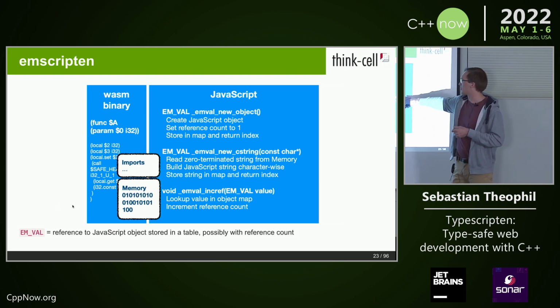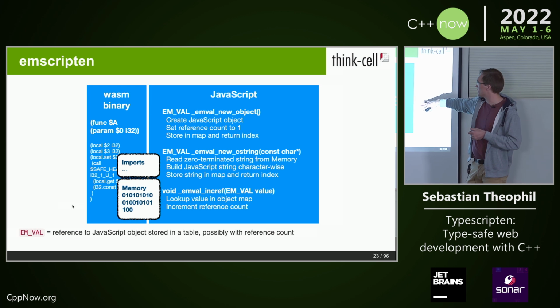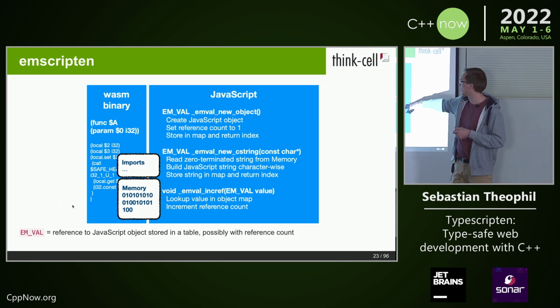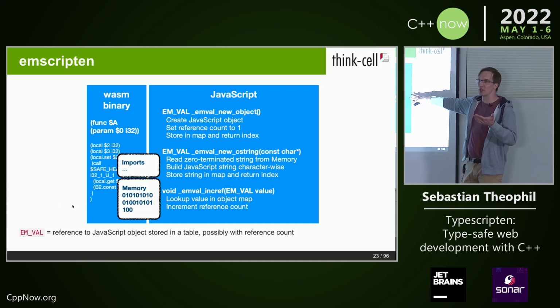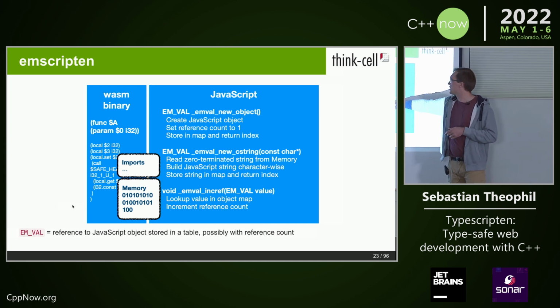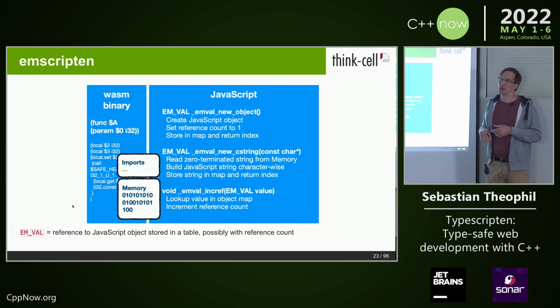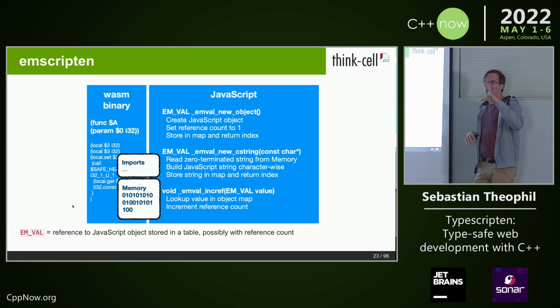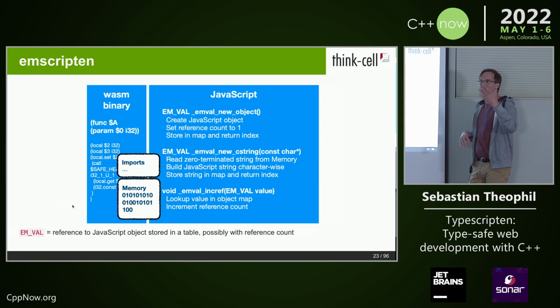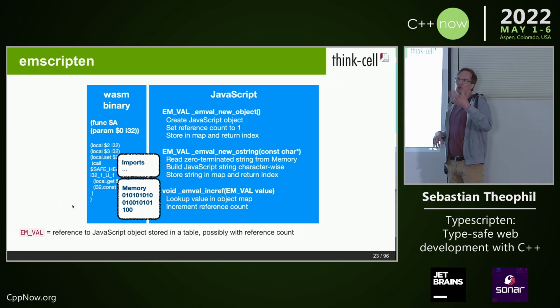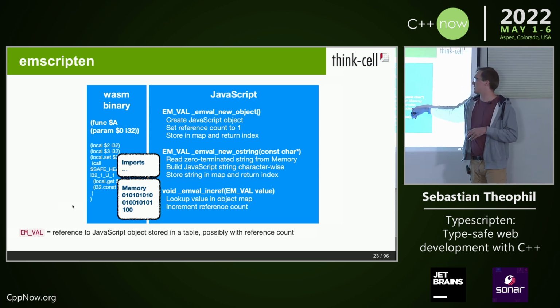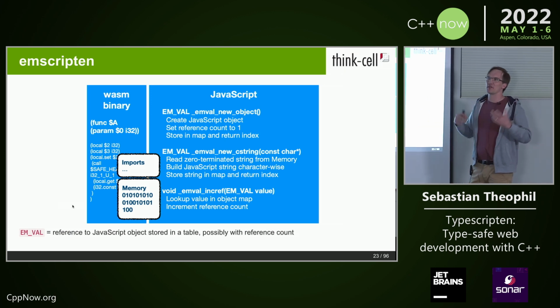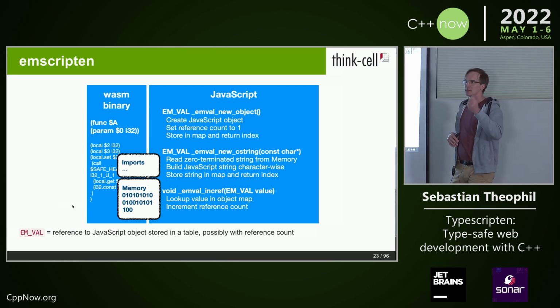We can also create JavaScript strings from C strings, which is a bit more complicated. That's what this function does. So you see it would receive a pointer to the C string, and then it would read that zero-terminated C string from this array buffer, from this memory object, essentially character by character, and append it to a JavaScript string object, and then store this in some JavaScript map as well, and return a handle to C++.